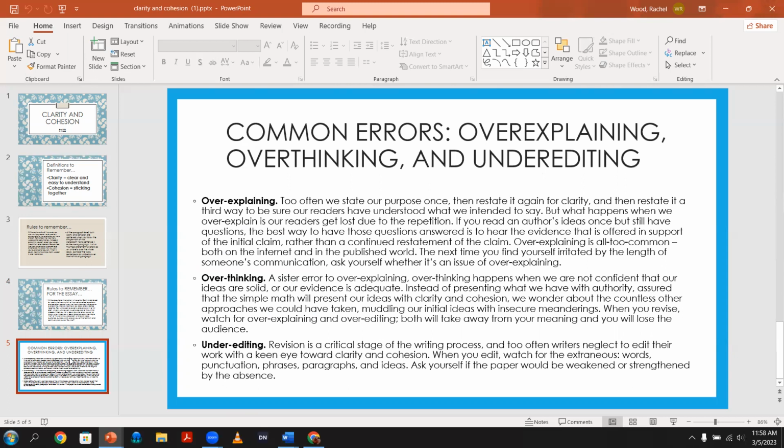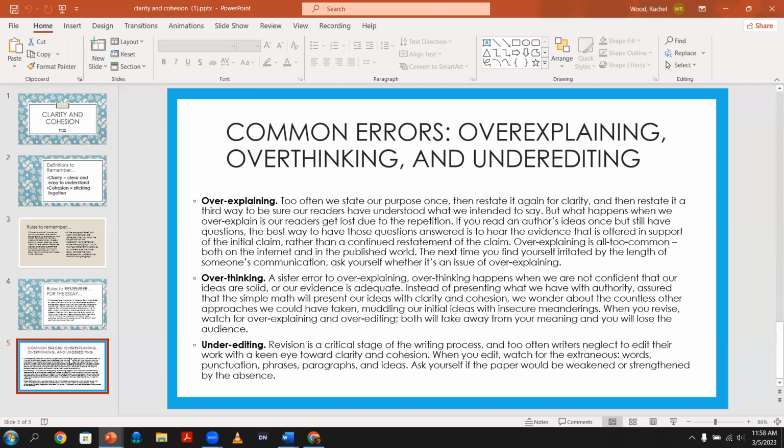So if you over-explain, oftentimes you state your purpose once and then restate it again for clarity and then restate it a third way to make sure your readers understand. But what ends up happening is you over-explain it and we get lost as readers when there's constant repetition. If you read an author's ideas once but still have questions, the best way to have those questions answered is to have evidence that is offered in support rather than a continued restatement of the claim.